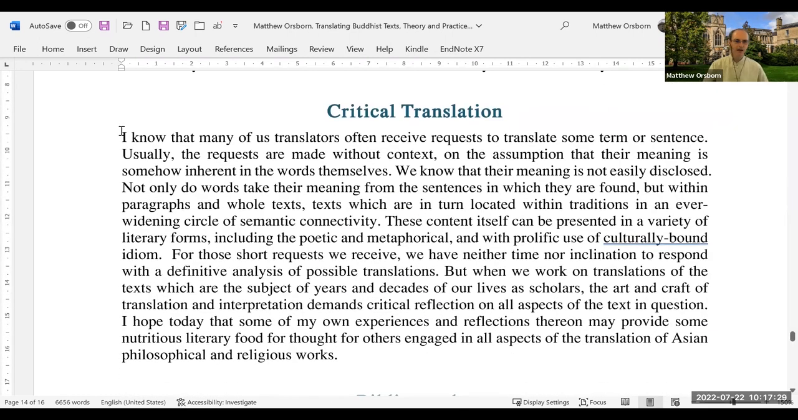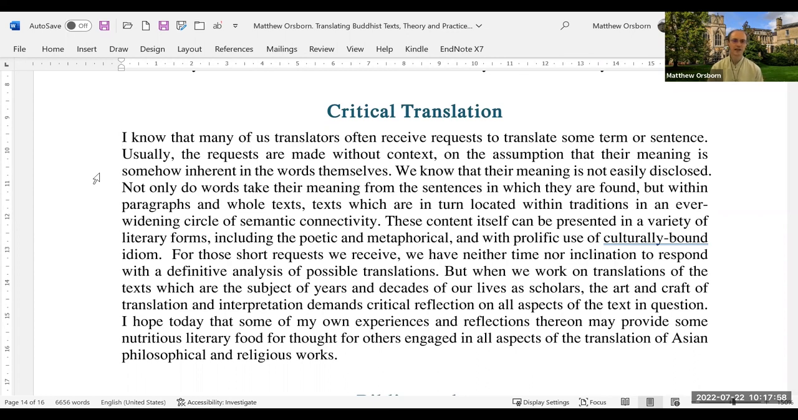Okay, last but not least, I know that many of us translators often receive requests to translate some term or sentence. Somebody sends you an email, hey, what does this word mean? Translate for me. Usually the requests are made without context, on the assumption that the meaning of the word is somehow inherent in the words themselves. Now, we know that the meaning is not so easily disclosed.